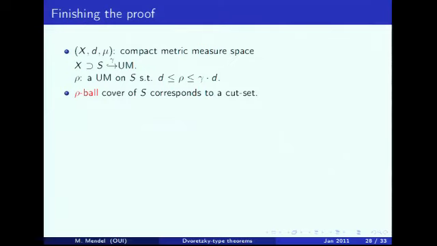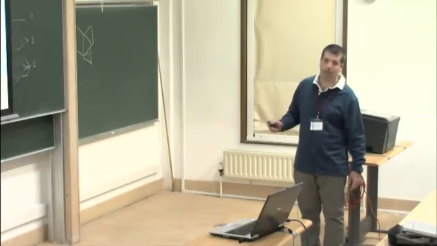So now let's look at rho. What is a rho ball? A ball in the rho metric is just an infinite subtree rooted at some point in this tree. So a rho ball cover of S corresponds to a cut set in this tree. Now let's look at d balls. Every d ball is contained in a rho ball when you inflate the radius by a factor of gamma. This is just because of this inequality.